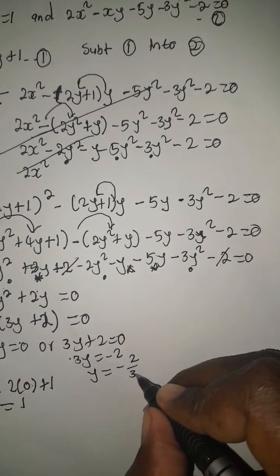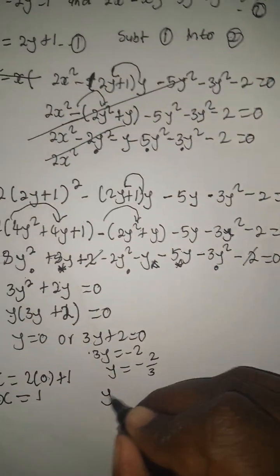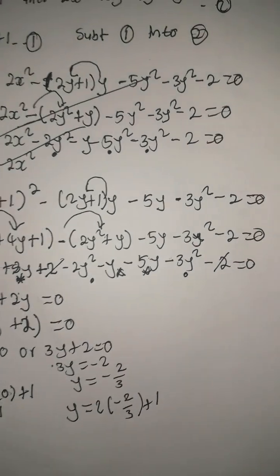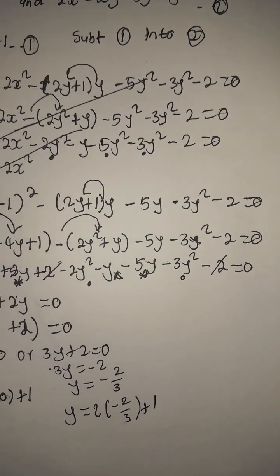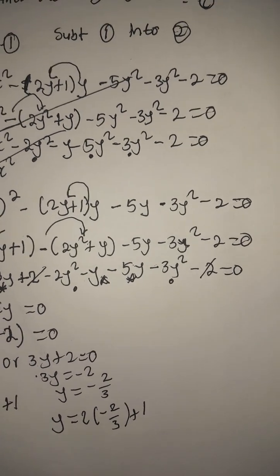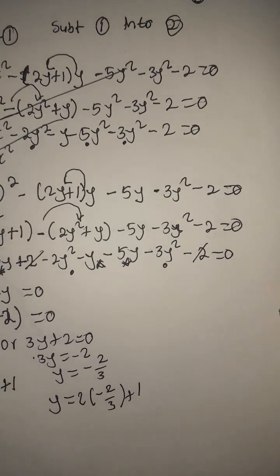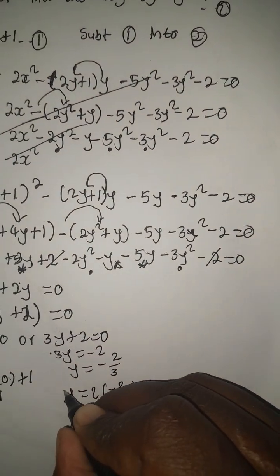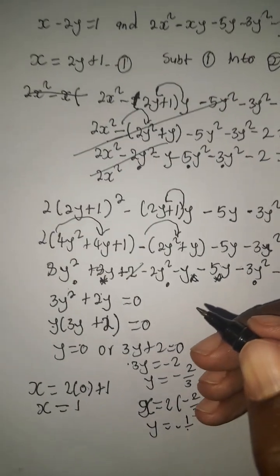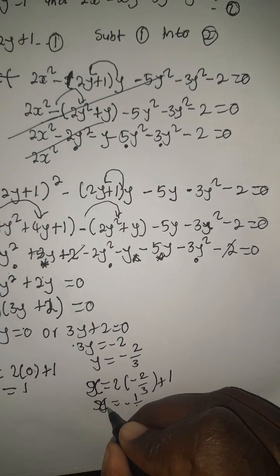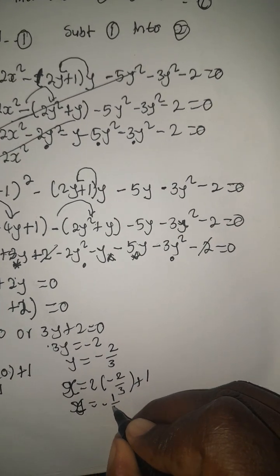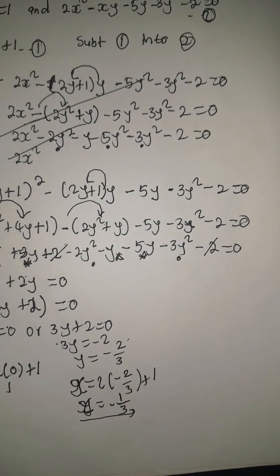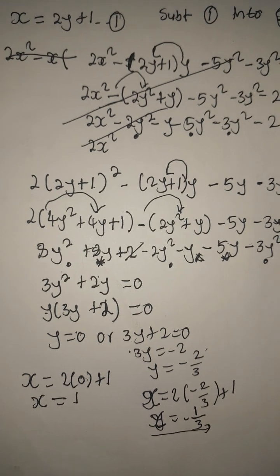So what happens when y is equal to -2? We have -2 all over 3 plus 1, that will give us negative 1 all over 3. Sorry for that, we're looking for x. There are silly mistakes there, né? So x is equal to negative 1 all over 3 when y is equal to negative 2 all over 3. And when y is equal to 0, we have x is equal to 1.